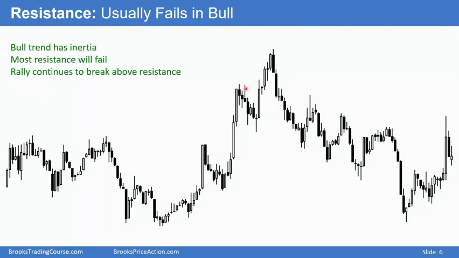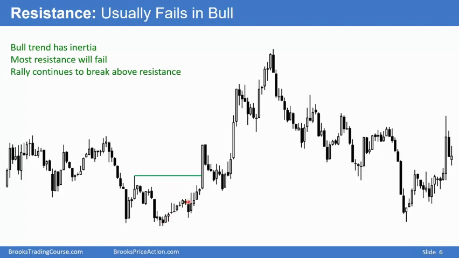A bull trend has inertia. That means it tends to continue what it's doing. In other words, the trend tends to continue. Most resistance will fail. The market is ignoring resistance and it goes beyond one, and then it looks at the next resistance level, and it usually fails as well.